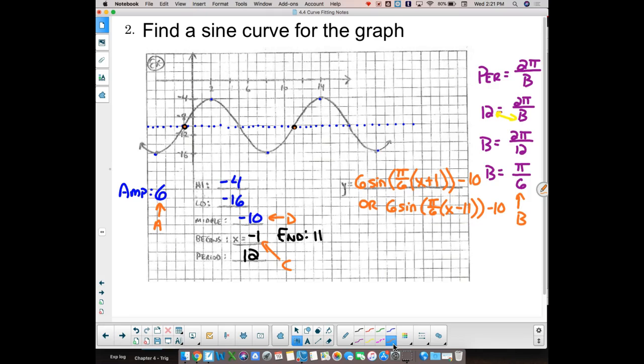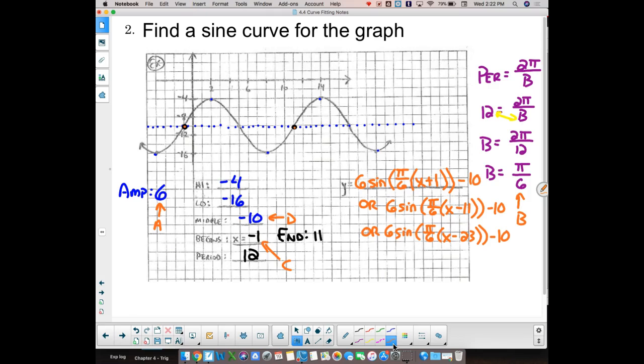Or I could have said 6 sine pi over 6 x minus 23, minus 10. All three of those functions give me the exact same thing. Right? It's just a matter of where you start. Or I could have said 6 sine of pi over 6 x plus 13, then minus 10. Just that C value changes. And the difference in that C value is 12.